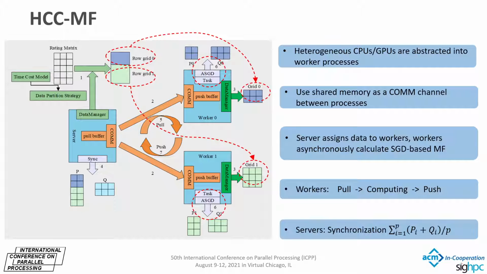To manage and use CPUs and GPUs in a unified manner, we abstract them as worker processes that proxy different execution kernels, such as Hogwild, FPSGD, and CuMF_SGD. We use shared memory as a communication channel. The pull buffer on the server will be mapped to all workers, and the push buffer on the workers will also be mapped to the server.